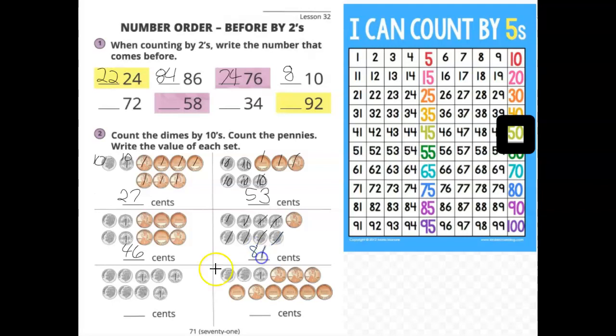All right, I want you to try the next two by yourself and push pause. Do the next two and then meet me on the next page.